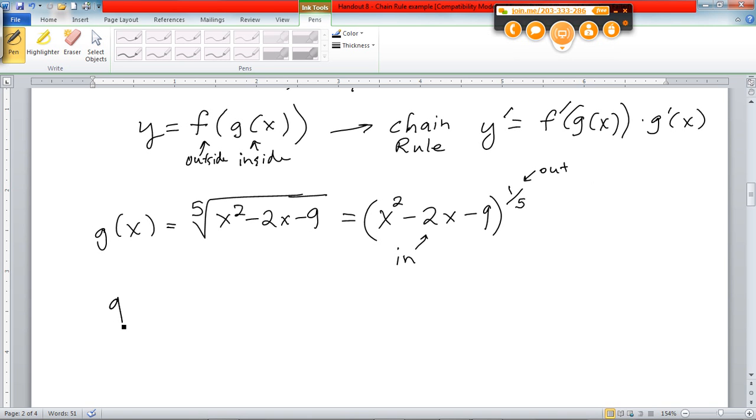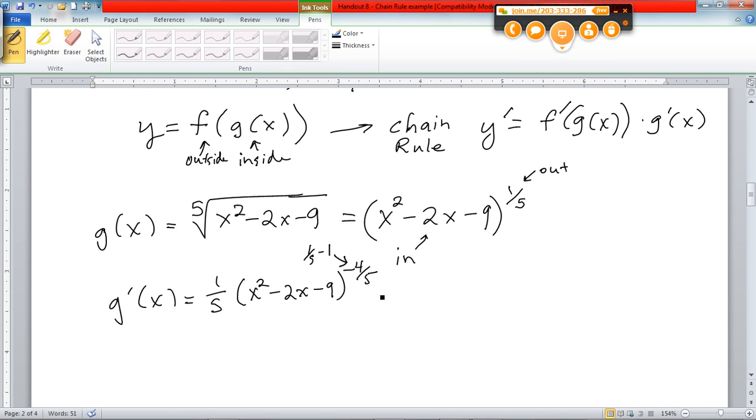So the derivative, by the chain rule, is I take the derivative of the outside, which I'm just now going to do the derivative of this 1/5 power. So what's the derivative of this 1/5 power thing? Bring down the power, which is 1/5. Leave the inside alone, x squared minus 2x minus 9, because I'm just doing the derivative of the outside right now. And then I do a new power. What's the new power? Well, it's 1/5 minus 1. What's 1/5 minus 1? It's negative 4/5, isn't it? With me on that?